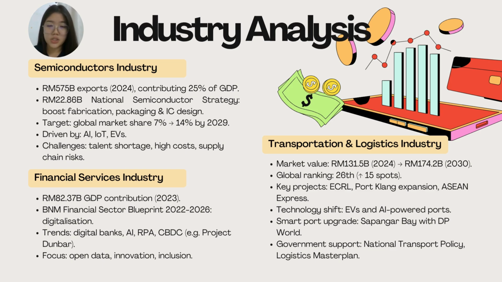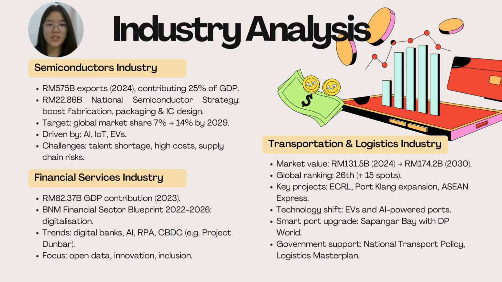The third is the transportation and logistics industry. In 2024, it was worth RM 131.5 billion and is expected to expand to RM 174.2 billion by 2030. Malaysia is improving its global ranking in the World Bank Logistics Index, which is ranked 26, already up 15 spots. This is because major infrastructure projects like the East Coast Rail Link and Port Klang expansion are underway, and also the ASEAN Express trend is enhancing the regional freight delivery.